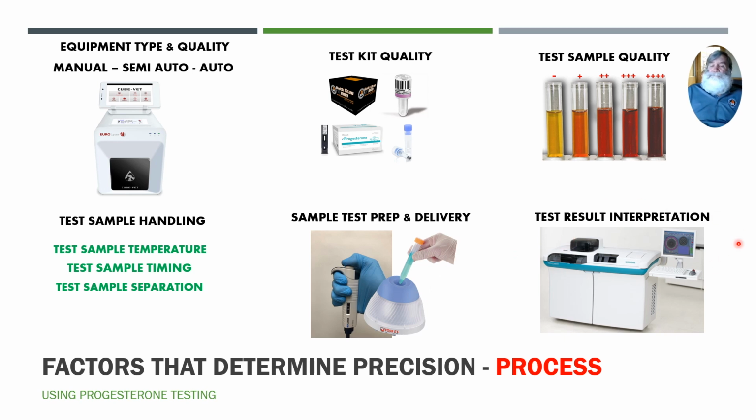And then the last one is test result interpretation. Every instrument, especially in the vet world, will have a different range of numbers for ovulation, and we talked about that in earlier videos. You need to be able to interpret the numbers that you get against a timing chart. Otherwise, regardless of the precision, it's not going to help you much. So let's move to the next slide.